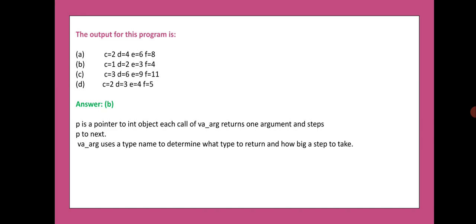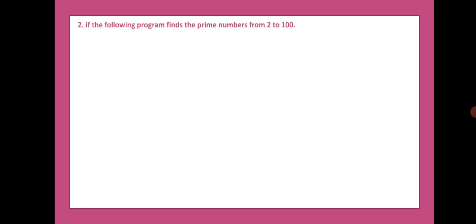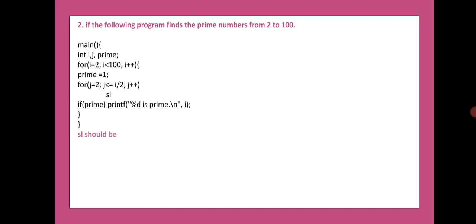Let's move on to the next program. If the following program finds the prime numbers from 2 to 100, look at the program carefully. For integers i, j, prime: for i equal to 2, i less than 100, i plus plus, then prime equals 1. Within that, I have one more for loop, for j equals 2, j less than i divided by 2, j plus plus, then SL. If prime, printf percent d, prime comma i, value of i.